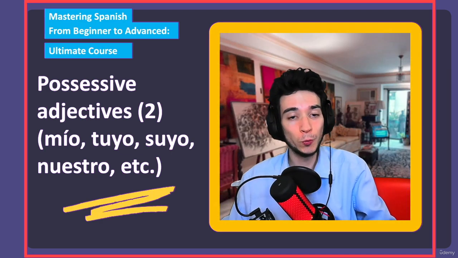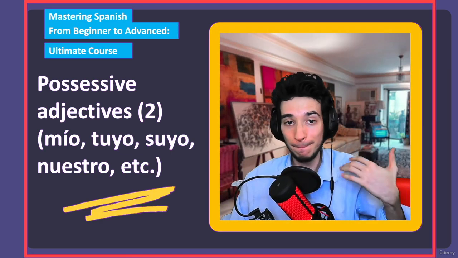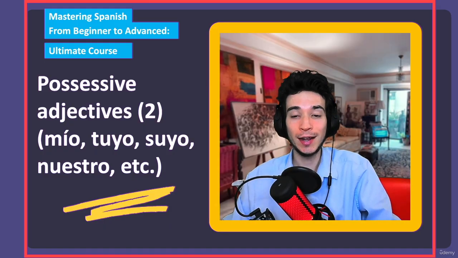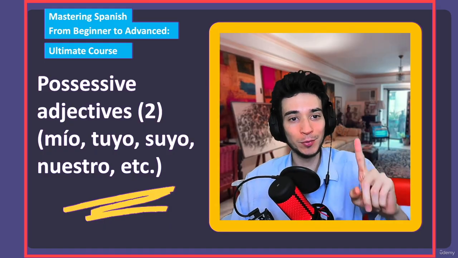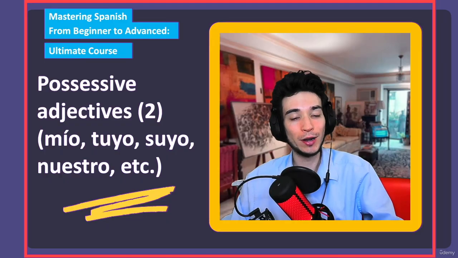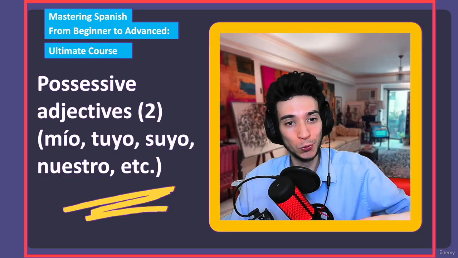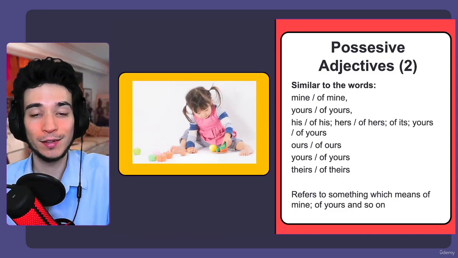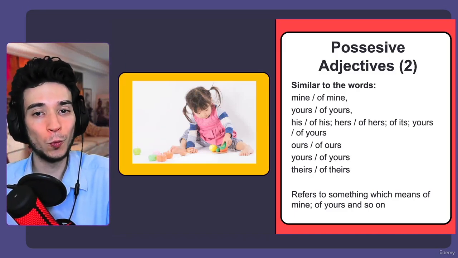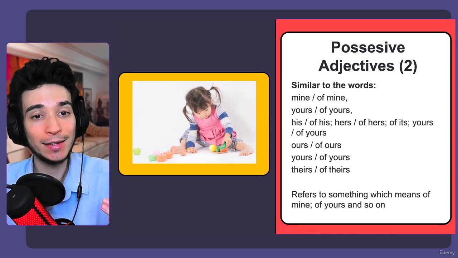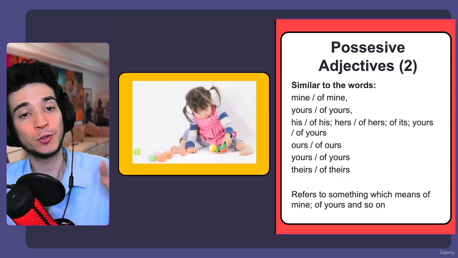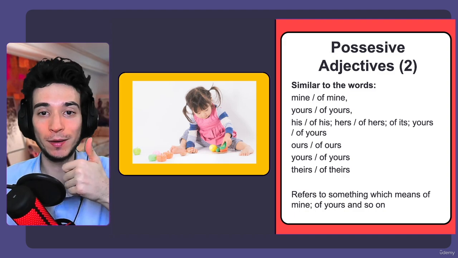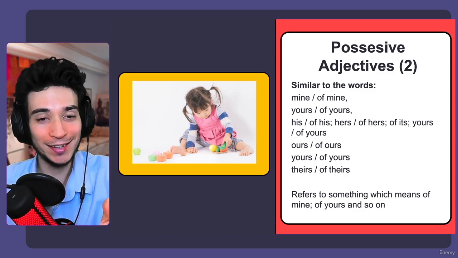Okay, so we recently learned about my, your, his, her in Spanish, and now there's level 2. So we will learn about mío, tuyo, suyo, nuestro. Okay, let's try it out. So we will learn words related to mine or of mine. We previously learned my, and now we will learn mine or of mine.